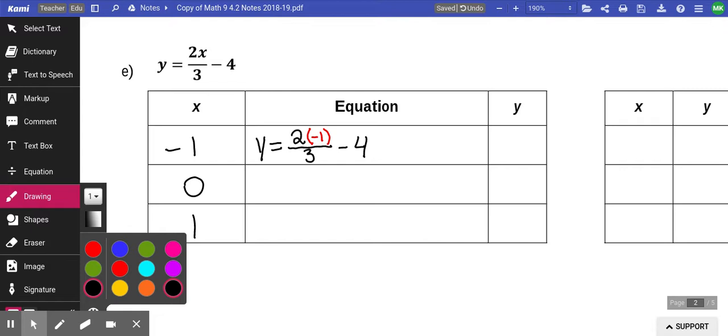So I could put that in my calculator. 2 times negative 1 divided by 3. And it would be negative 0.66666. And then I would minus 4 from that. Yep. For sure. And you would get negative 4.6 repeated. So that means when my input is negative 1, my output is negative 4.6 repeated.